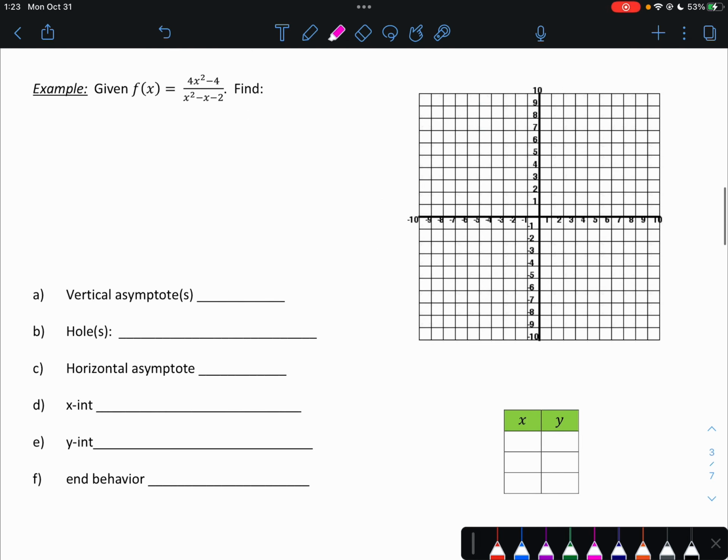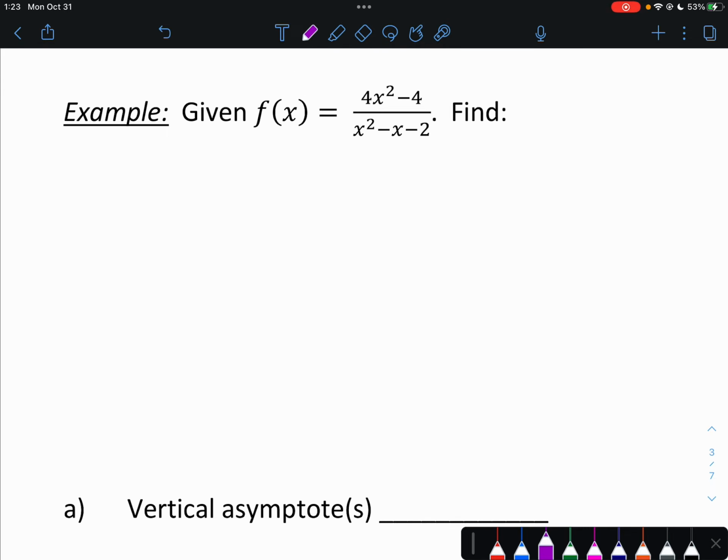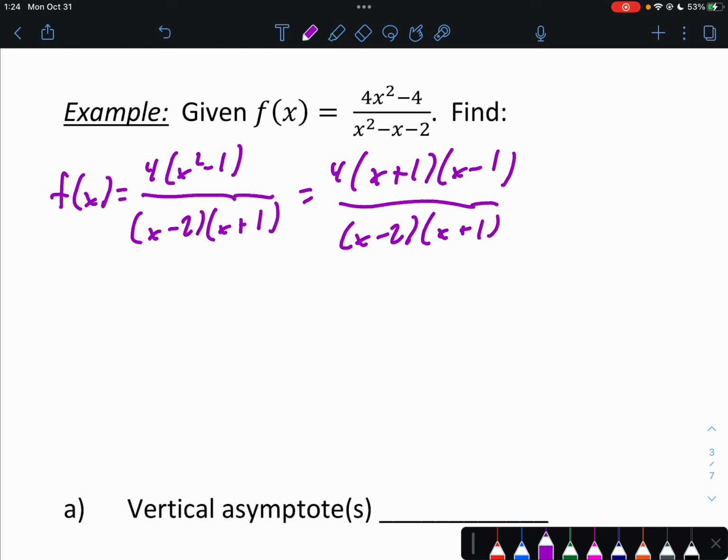Here's our first one. We're going to graph this rational function here. As the last slide told me, the first thing I'm going to do is factor the numerator and the denominator as much as I possibly can. Keep going here. And we can actually cancel the x plus 1s, leaving us with this.